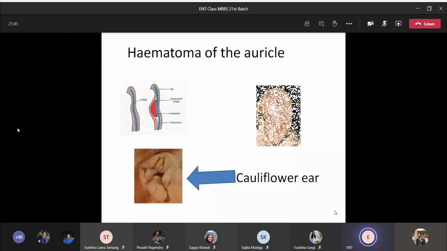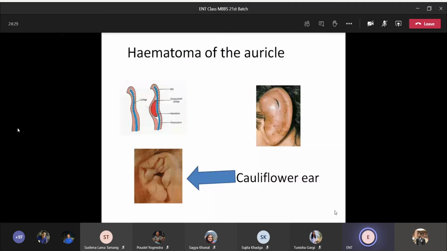On your top left, you can see a cross-sectional diagram. The skin is there. There is devascularized cartilage, and that red thing is the blood clot just below the perichondrium. Normally there are no such blood clots, but after trauma, blood can collect like this. On your right side, there is a hematoma, and you can also see a small incision which has been made upwards in order to release or drain the blood. If it gets complicated, then later it forms cauliflower ear, which is shown with an arrow.